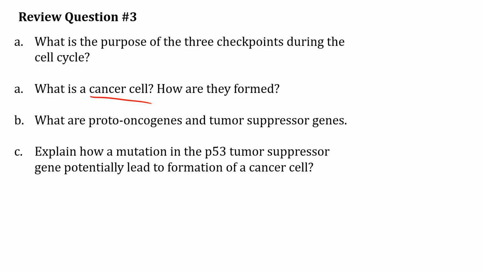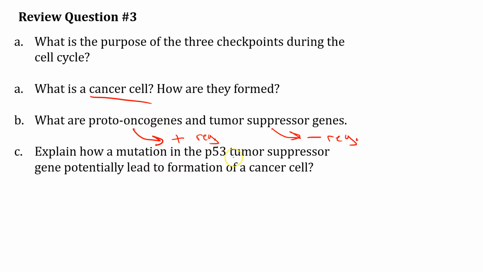The proto-oncogenes and tumor suppressor genes. Proto-oncogenes are ones that code for positive regulators, so the ones that are going to encourage the cell cycle. Tumor suppressor genes are the genes that code for the negative regulators, the ones that are going to try and halt or stop the cell cycle.